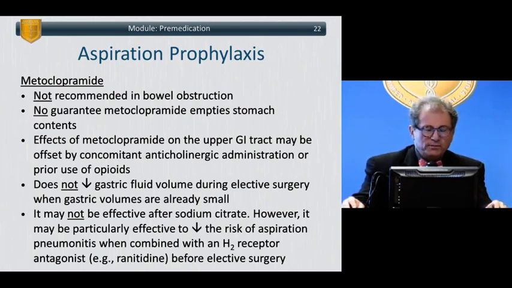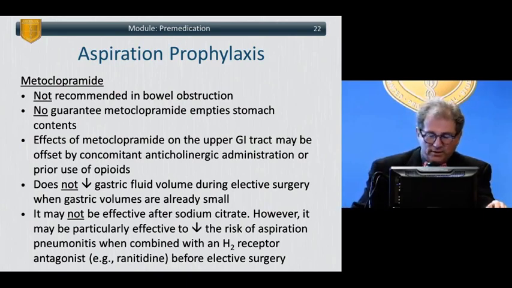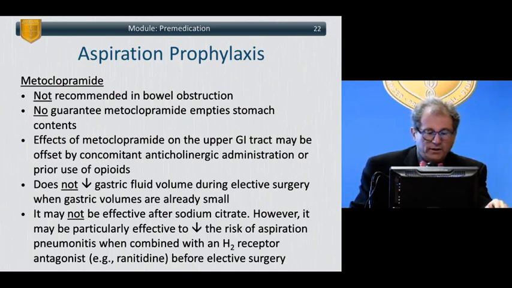There is some attenuation of the effects of metoclopramide by the prior or concomitant administration of anticholinergic agents or opioids. Again, metoclopramide and drugs from its same category do not decrease gastric fluid volume or increase gastric fluid pH. It may have less of an effect after administration of sodium citrate, but it is often combined with an H2 receptor antagonist like ranitidine before elective surgery to enhance gastric motility.